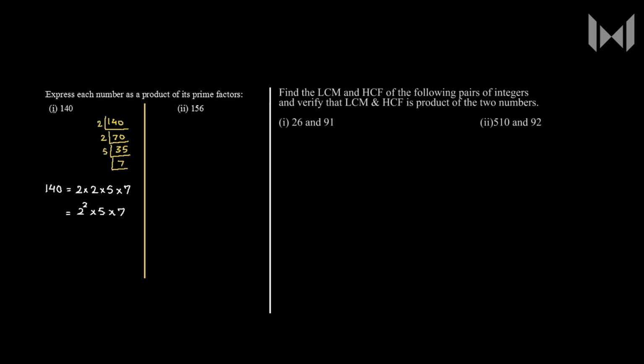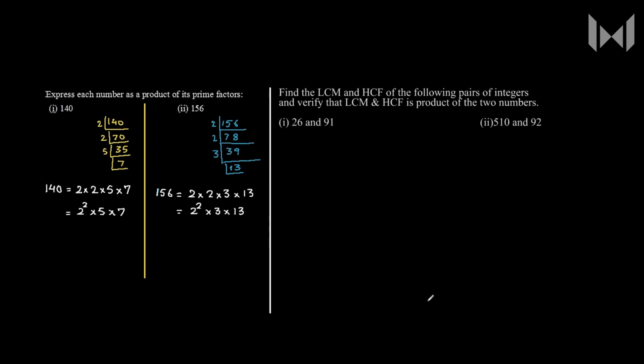Now talking about 156. First we divide by 2. 2 7s are 14, 2 8s are 16. Then once again by 2 makes it 39. Now dividing by 3 makes it 13, and we know 13 is a prime number, and so 156 can be written as 2 into 2 into 3 into 13, and that once again we can make it 2 square into 3 into 13.